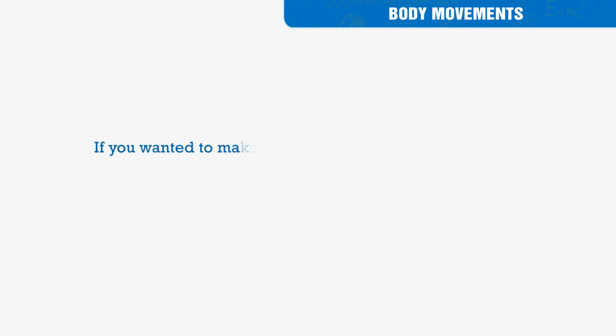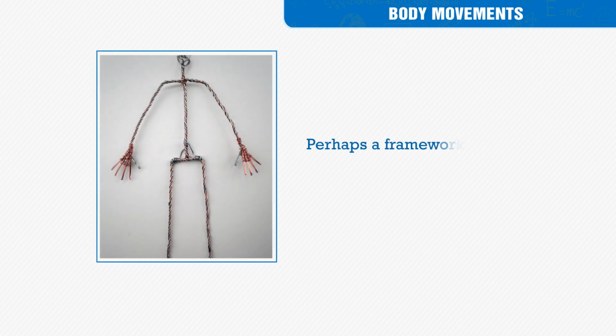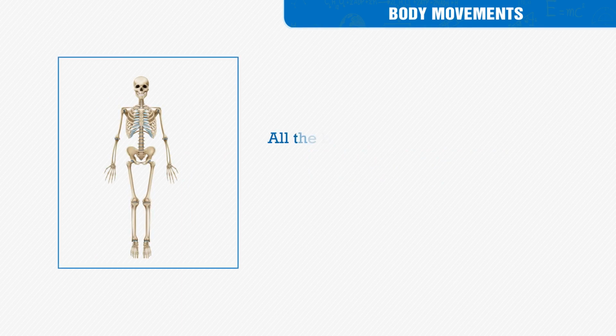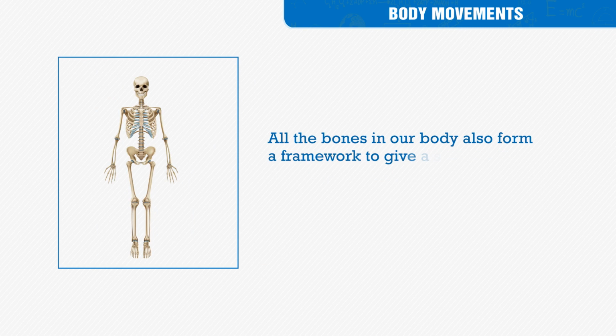If you wanted to make a doll, what would you make first? Perhaps a framework to give the doll shape before making its outer structure. All the bones in our body also make a framework to give shape to our body. This framework is called the skeleton.